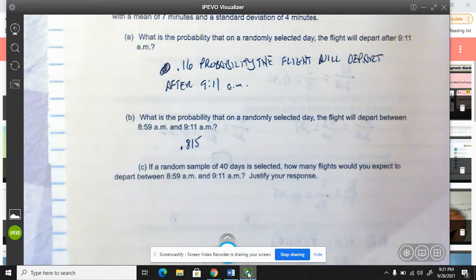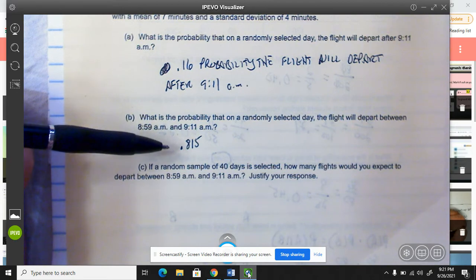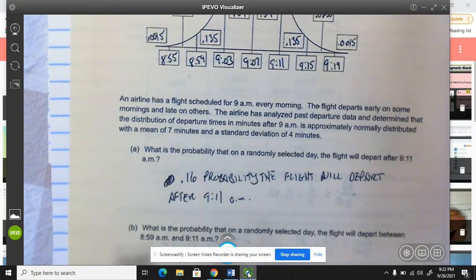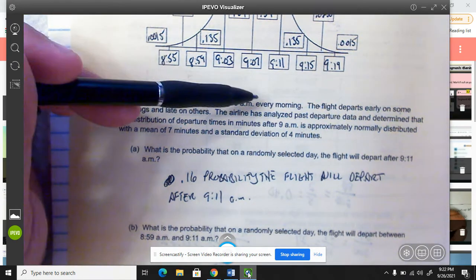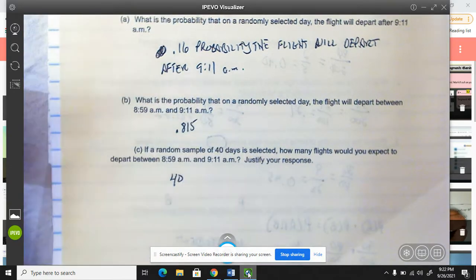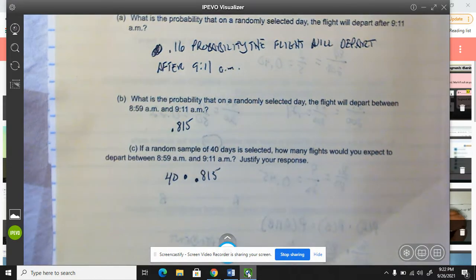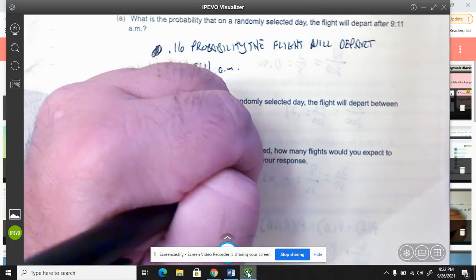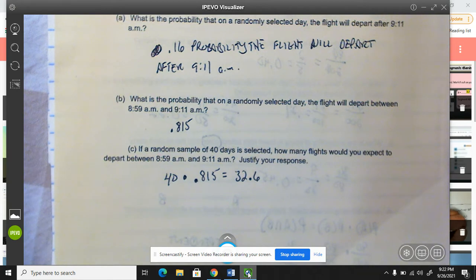And so if a random sample of 40 days is selected, how many flights would you expect to depart between 8:59 and 9:11? We know the probability is 0.815. And up here it states an airline has a flight, so one flight per day every morning. So I'm just going to take 40, because there's 40 flights in 40 days, times 0.815. And when you do that, you get 32.6.